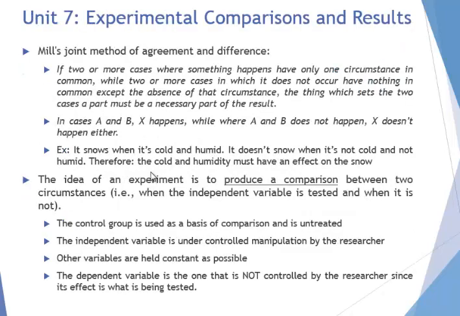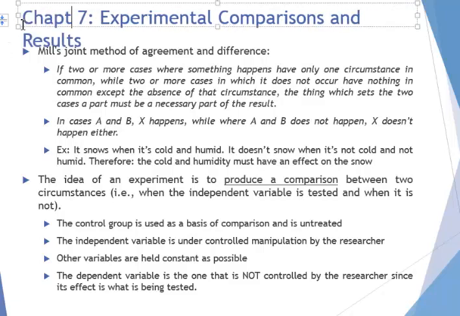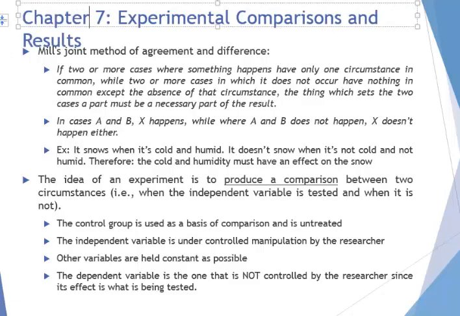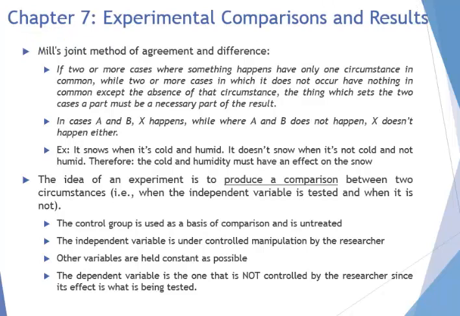Okay, Unit 7, or really Chapter 7 over here, is a little bit more complex than some of the things that we've gotten into so far. We're going to get into comparisons and results. First of all, we've got a concept. This is really more of a logical concept than a scientific concept: Mill's joint method of agreement and difference.